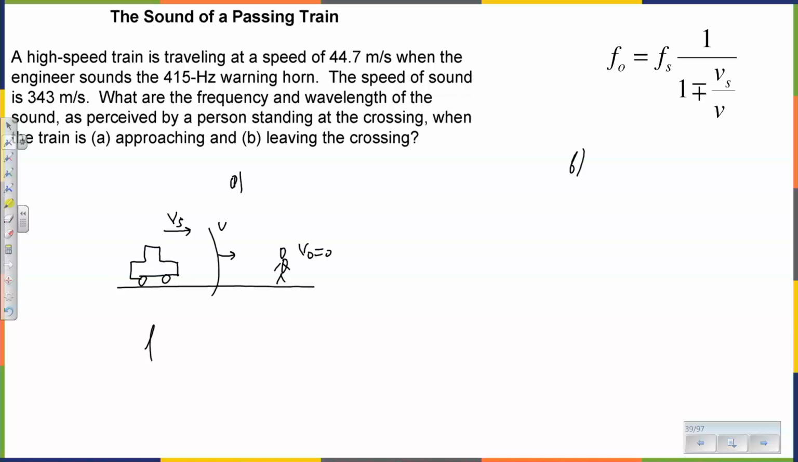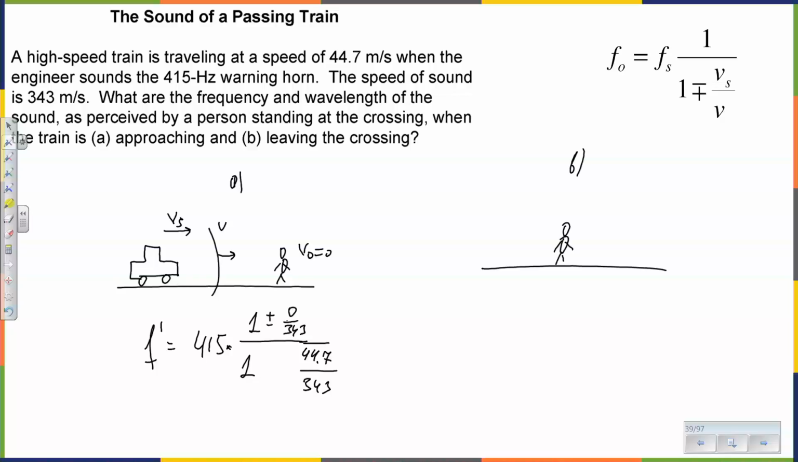The new frequency should be equal to the old frequency times 1 plus or minus 0 over 343, and that's supposed to be 44.7 divided by 343. The only choice we need to make is what to choose, a plus or a minus.